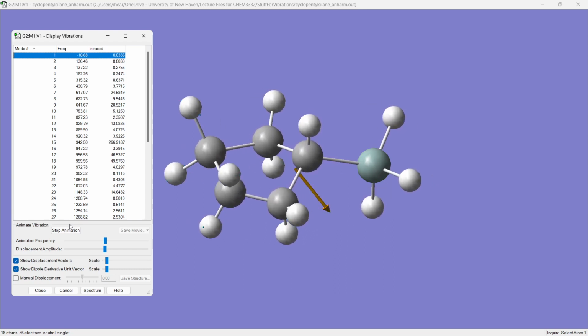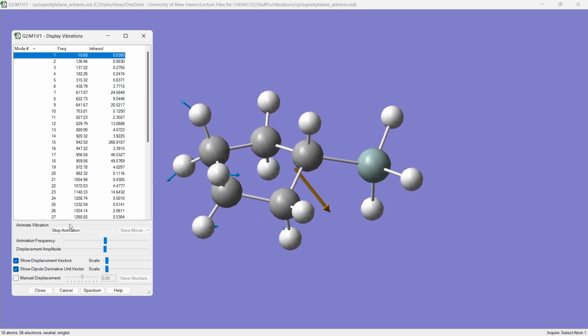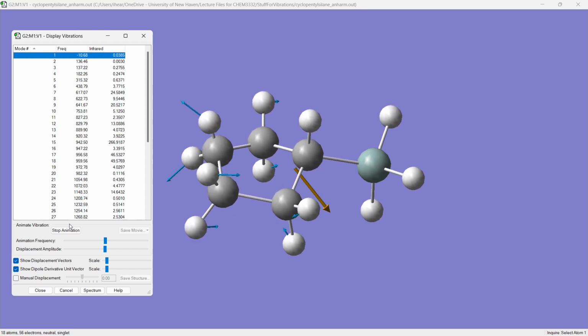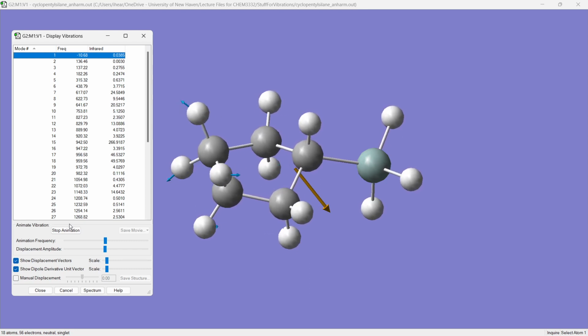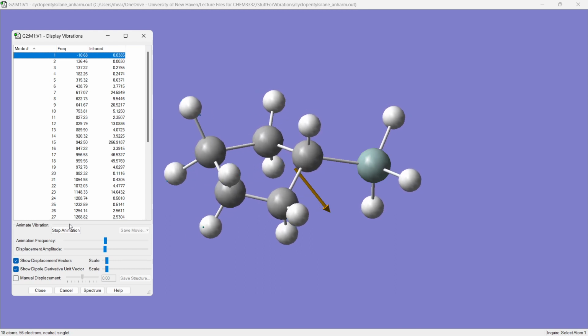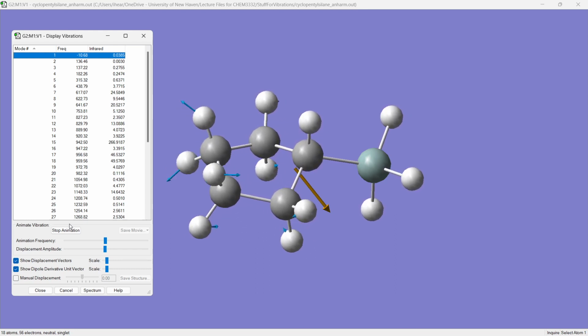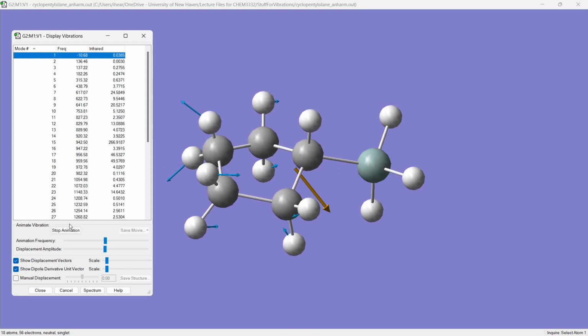The last one I want to show you is this one. Now, I don't know if you can see in the back, but this frequency is negative. Well, that's a problem. How do you have a negative energy? And so it turns out that this is chemically a very interesting event. So when you get a negative frequency, what does that mean?